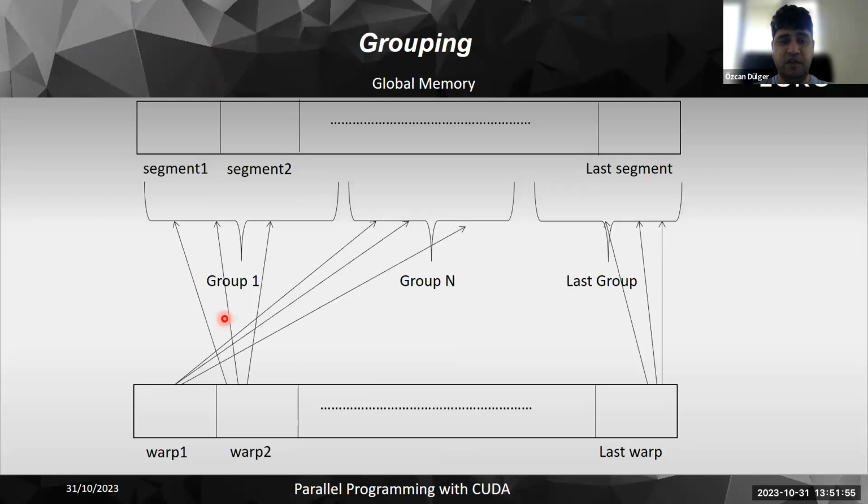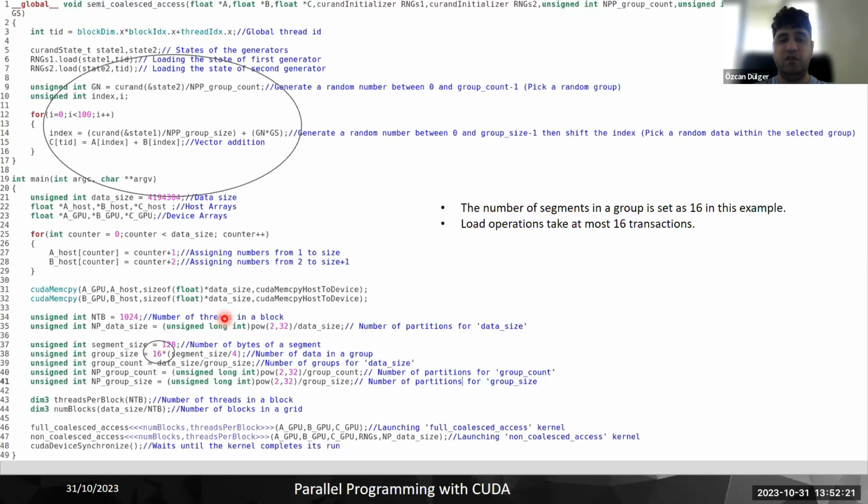So we can use the same idea as in the previous slides. Now we are trying to force the threads in the warp to access the same group, not the same segment. Now we are trying to force the threads in the warp to access the same group here. So we can modify our code with the grouping idea. Here is an example about it.